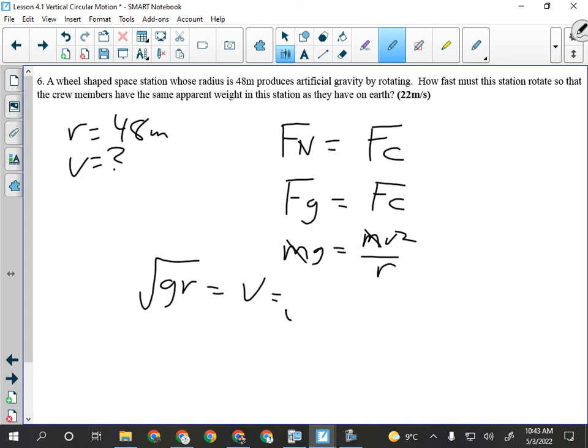Okay. All right. So we got 9.81 times the radius, which was 48 meters. That was the only value we were in fact given. Okay. And when we do that, we should get 22 meters per second. Okay. Everybody all right with that one?